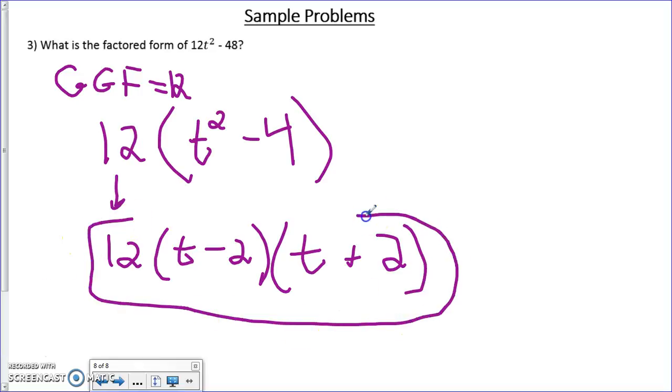Again, once you factor out the GCF, you look at what's inside parentheses and you try to factor that further, if you can. If you can't, then all you have to do is factor out the GCF and you stop. If you can, then you keep going and the GCF just comes along for the ride until you get to the final answer.